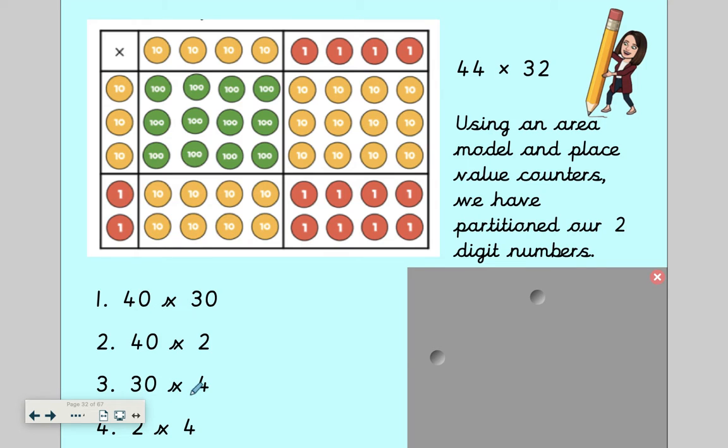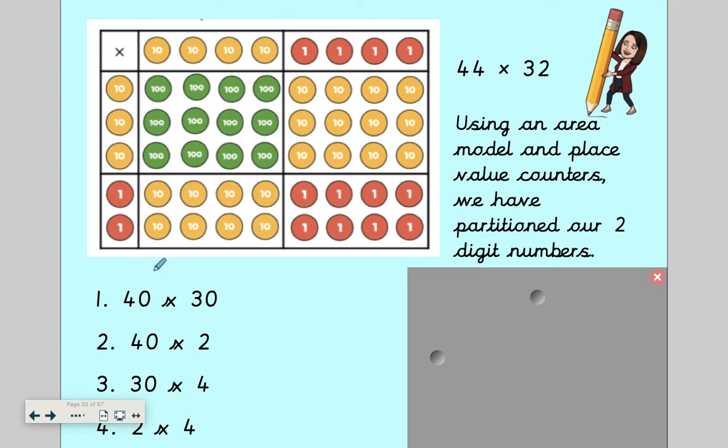So here we have an area model. An area model allows us to partition our numbers to see them in their tens and their units. Up here we've got 44 because I've got 1, 2, 3, 4 tens and 1, 2, 3, 4 ones. Then I've got 32, so I've got 3 tens and 2 ones. Okay, so that has now broken it down.